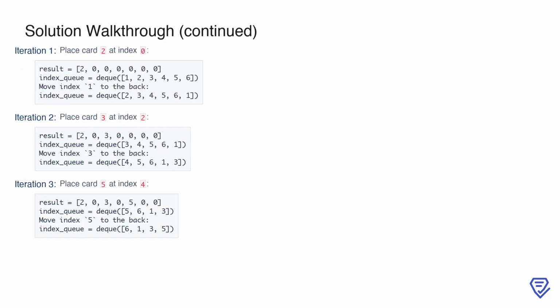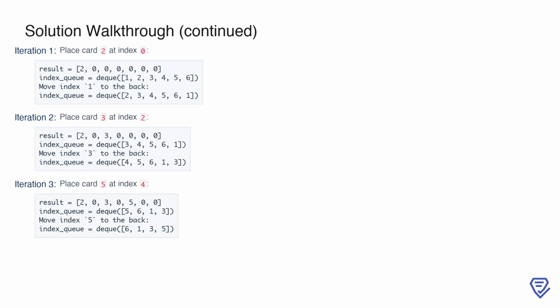We now begin placing cards into the result array step by step. First, the smallest card, 2, is placed at index 0, the front of index_q. This updates the result array to 2, 0, 0, 0, 0, 0, 0, and index_q becomes deque 1, 2, 3, 4, 5, 6. To simulate the next card reveal, we move index 1 to the back of the queue, resulting in deque 2, 3, 4, 5, 6, 1.